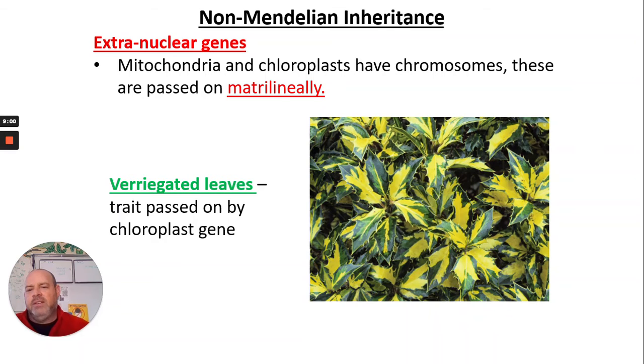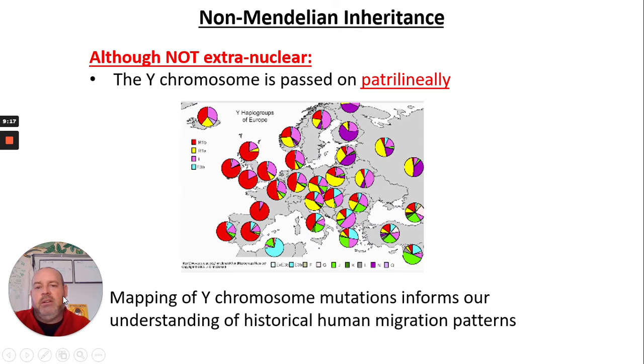This is a different way to inherit things, where only the mother's DNA would matter because they come through these particular organelles, the mitochondria and chloroplast. So variegated leaves in hostas and things like this are passed on by the chloroplast gene. And so that's passed on matrilineally, or through the mother.